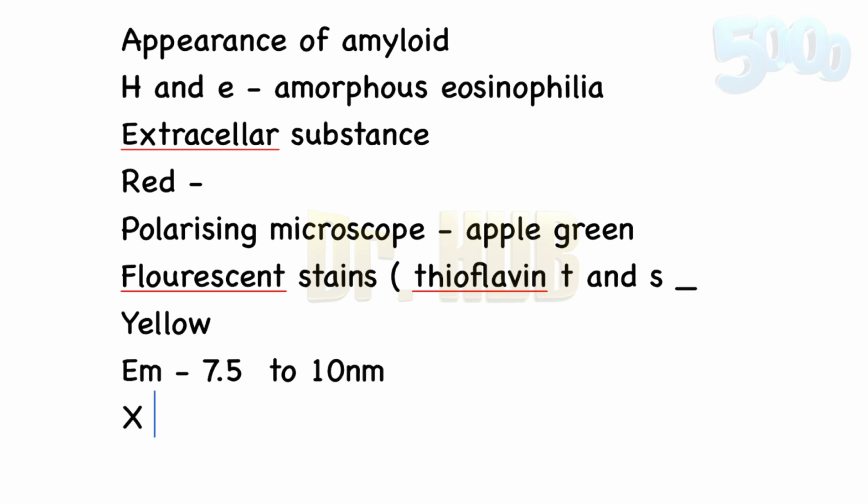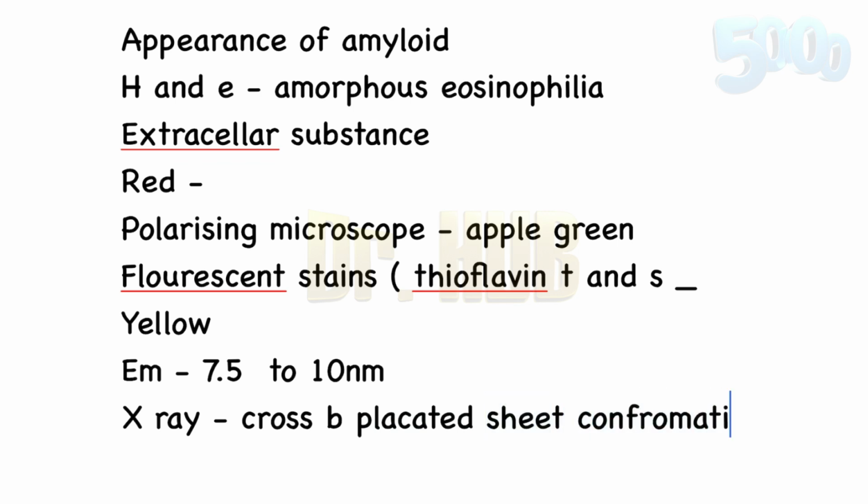Now let's move on to the X-ray. There is X-ray crystallography and infrared spectroscopy. Here the characteristic is the cross-beta pleated sheet conformation.